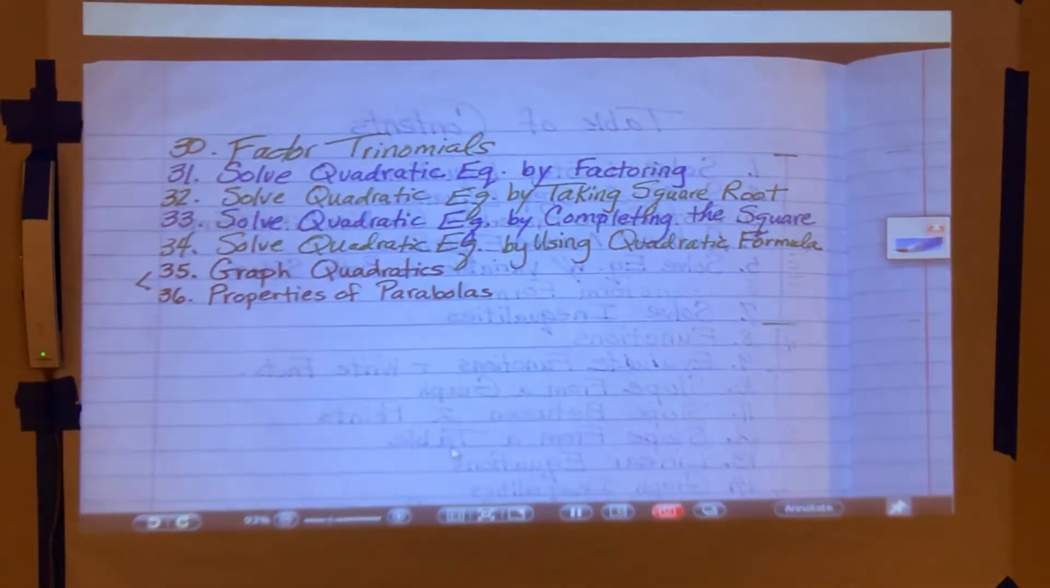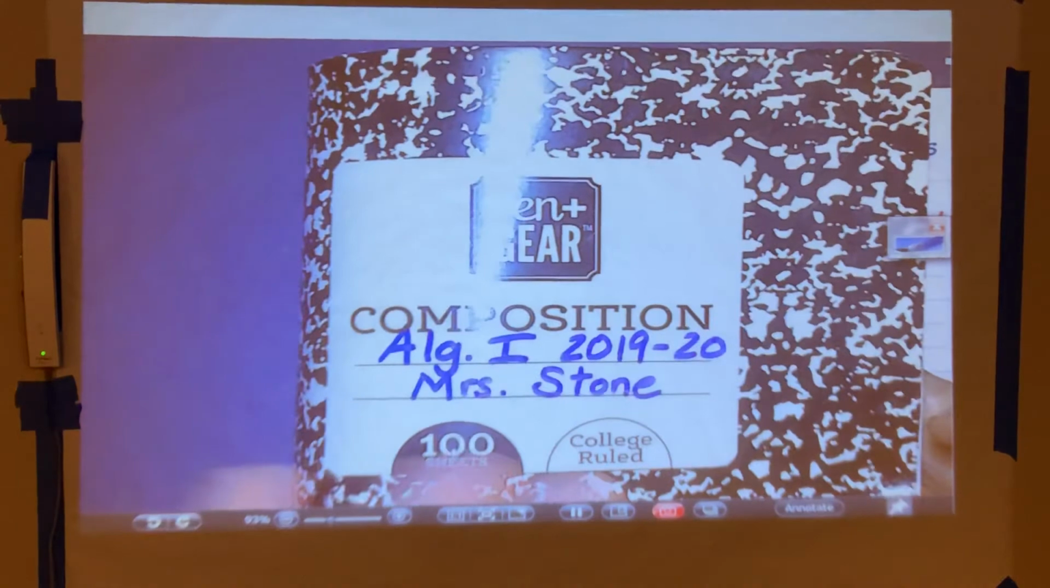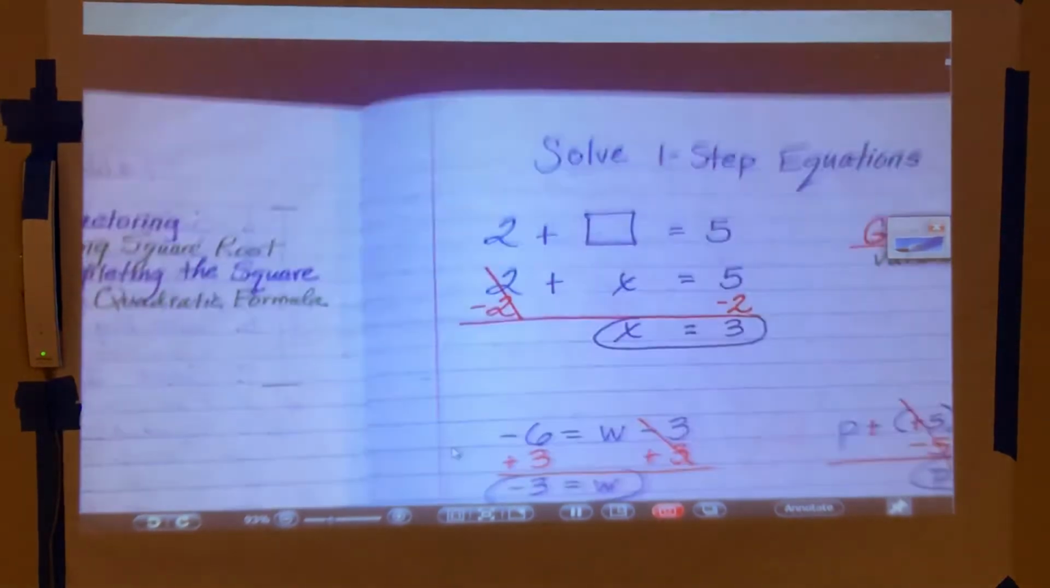Okay, so if you need to go ahead and hit pause to get your materials together, you can. I actually just went and got my math notes out, so you'll want to get your notes.